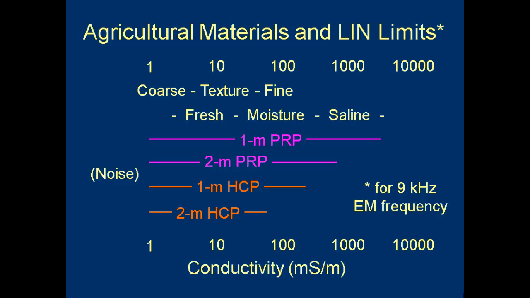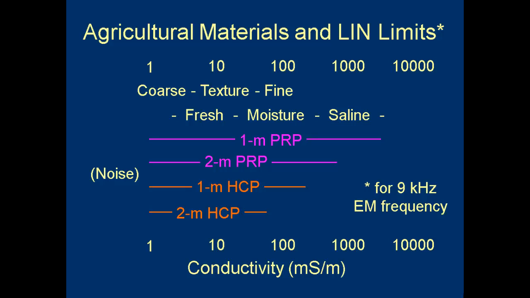Dry, coarse soil might have conductivity less than 1 millisiemen per meter. Soil of low activity clay might have conductivity as low as a few millisiemens per meter, while the conductivity of soils of high activity clays might be over 100 millisiemens per meter.